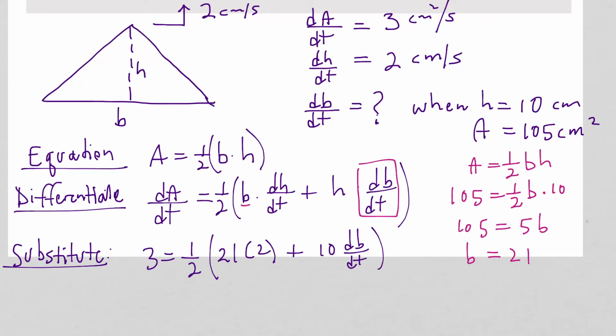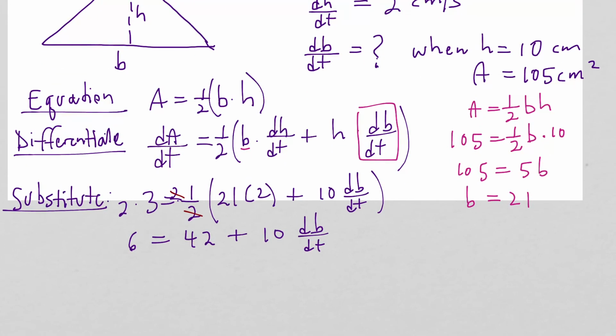All right, so let's multiply both sides by 2. And then we can cross out this 2 right here. So that means 6 is equal to 42 plus 10 times dB/dt. All right, so 6 minus 42, negative 36, is equal to 10 times dB/dt. So dividing by 10, I get dB/dt is equal to negative 36 divided by 10. Well, that would be negative 3.6.